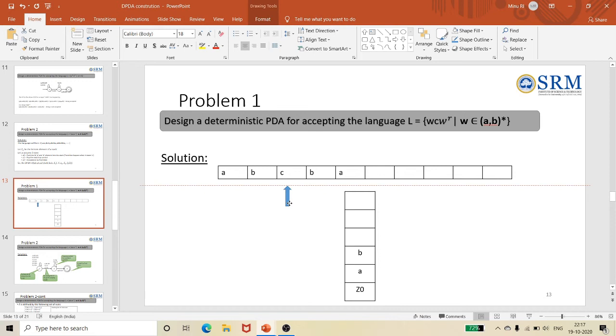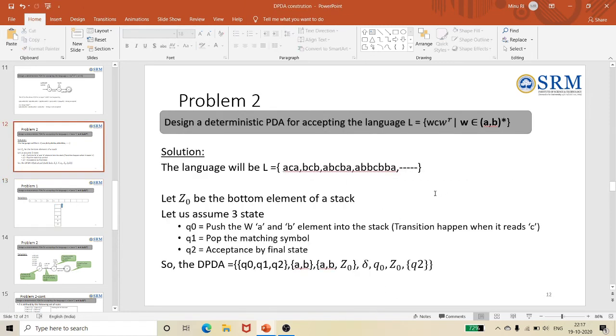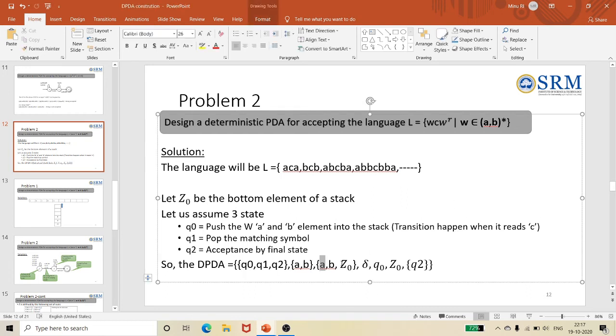When I am reading the C, go to the next state. Then in the next state, for a B, if the top of the stack is B, then pop it out. For an A, if the top of the stack is A, then pop it out. And by the end you will be reaching the Z0. Having this as an idea, we can have one state for pushing all my A's and B's, the next state for matching and popping out, and another state for accepting in the final state. Here the only difference is we are pushing both A and B into the stack.